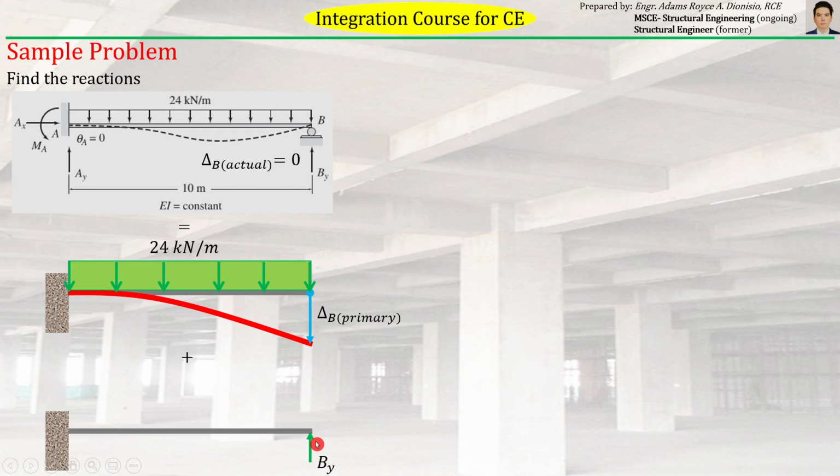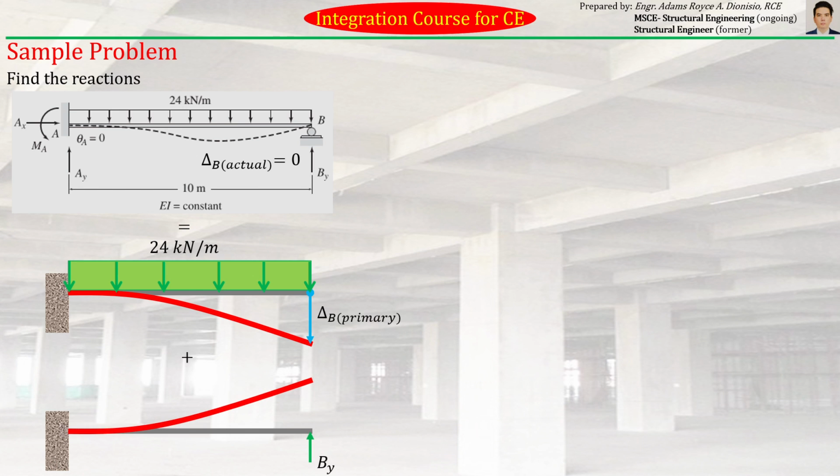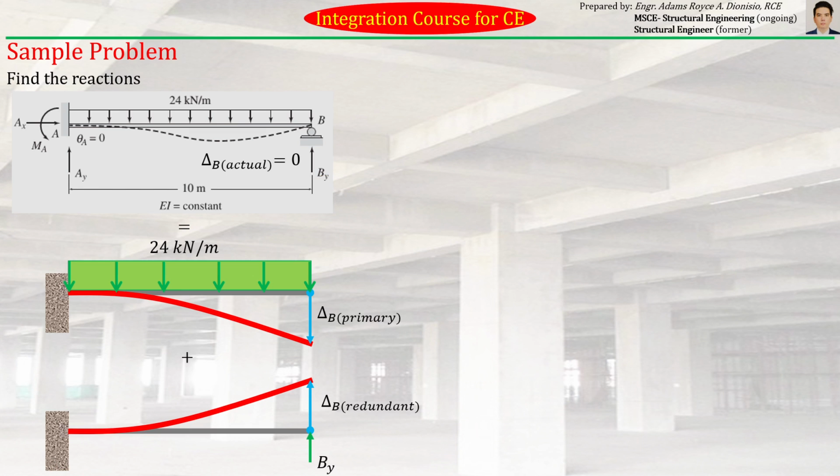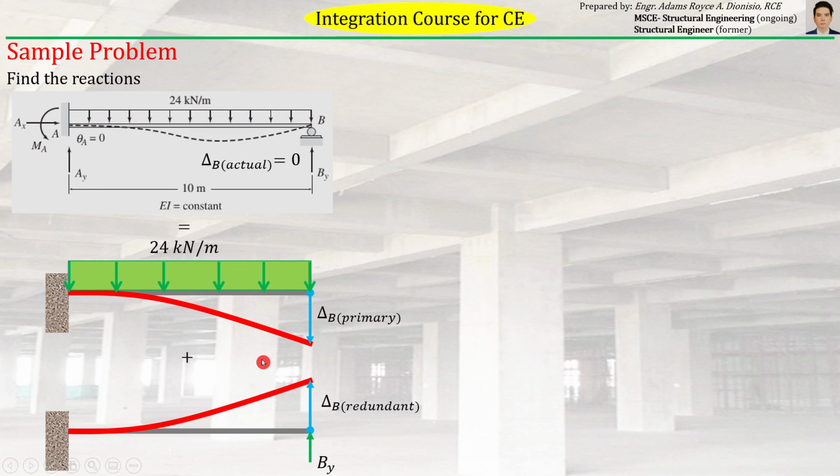Pag in-apply natin yung load na yon, supposedly the reaction at point B, tendency for the cantilever beam, it will deflect upward like this one. So, yung magnitude ng deflection na to, let's call that delta B redundant. Yung BY na yun, that is what we call the redundant. We have chosen BY as our redundant. Natatanggalin natin from the actual structure para mabuo natin yung primary structure.